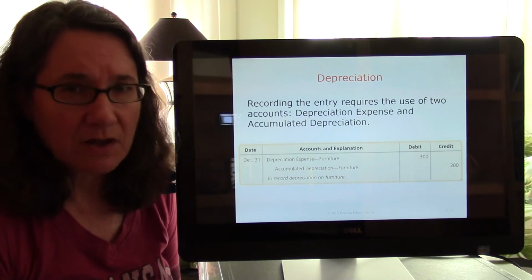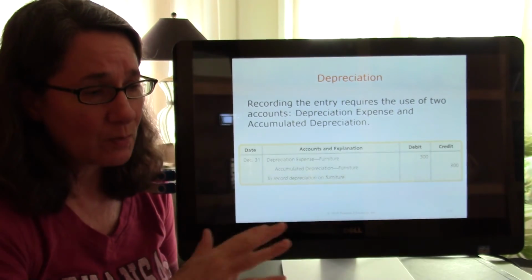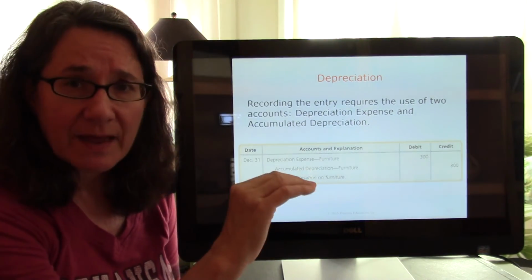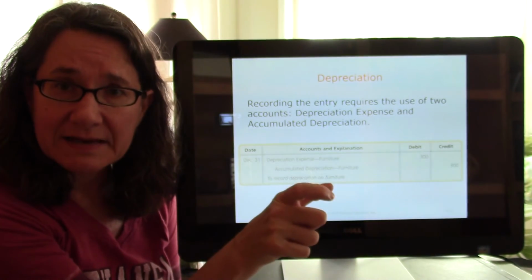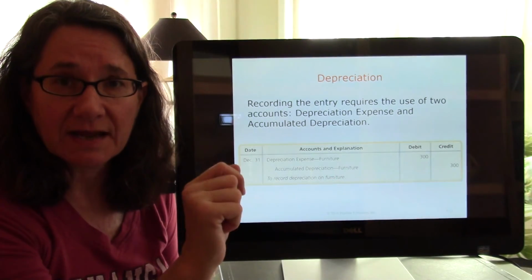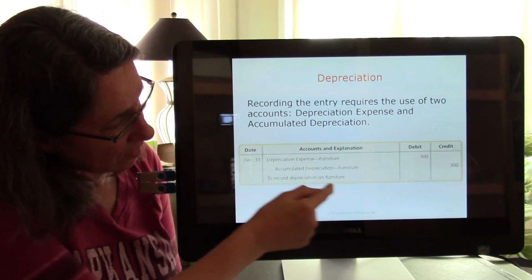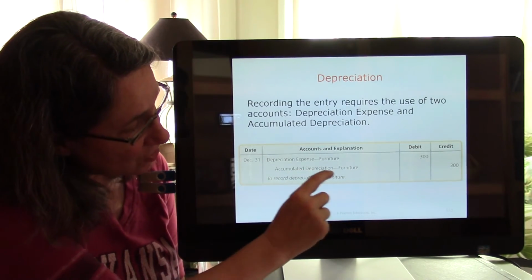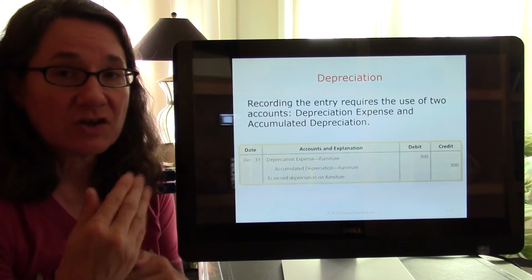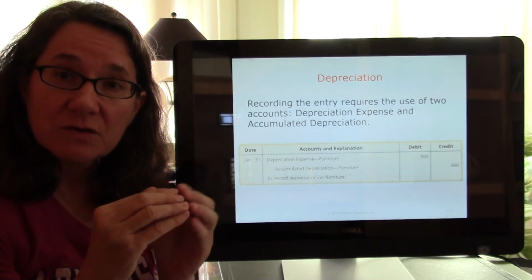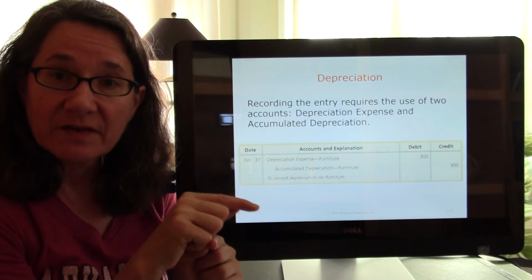But in the case of a long-lived asset like a building or furniture, we don't write it off. What we do is keep that asset on the books at its original cost. In this case, that would be $18,000. So whenever you looked at the furniture account, it would say $18,000. But our credit is to this accumulated depreciation account. Just like it says, we accumulate the depreciation so that we can use that to offset the asset value that's on the books for the furniture.